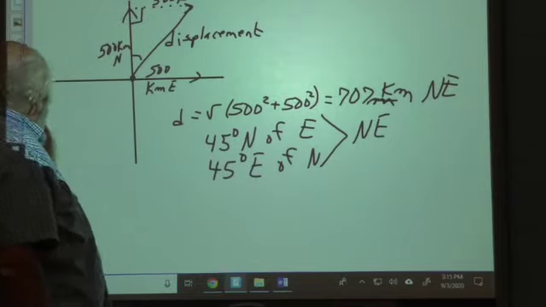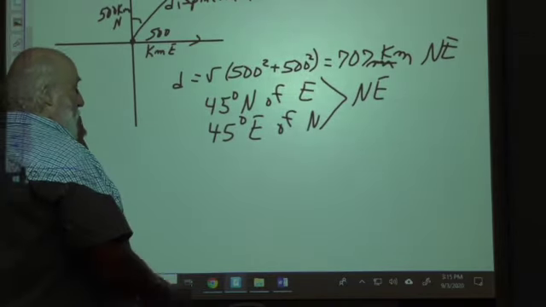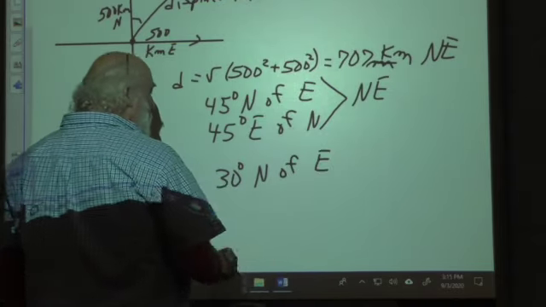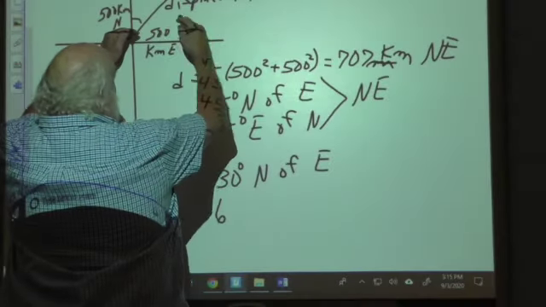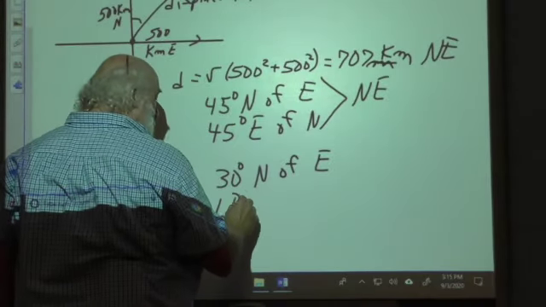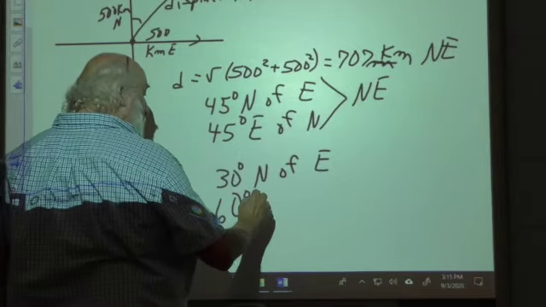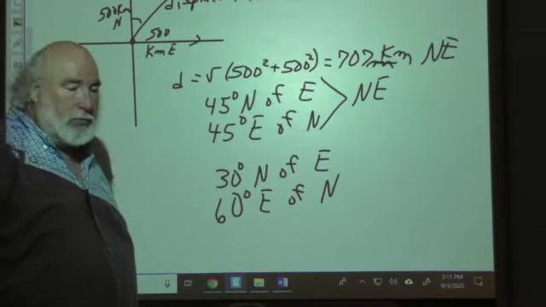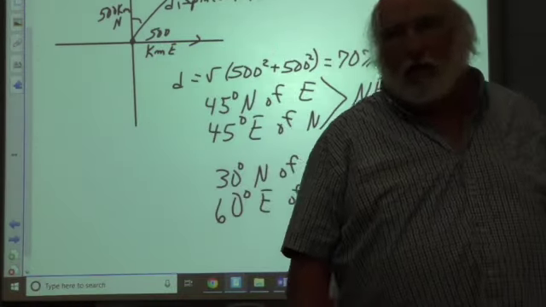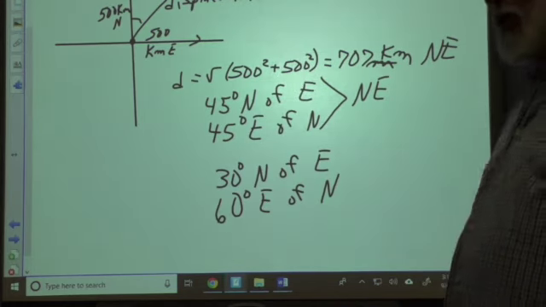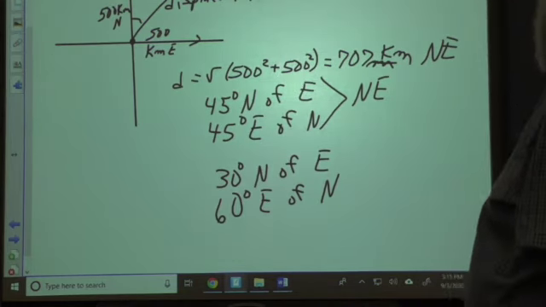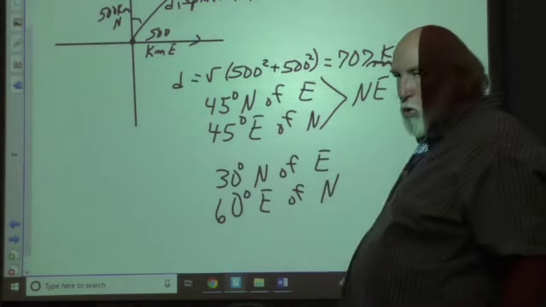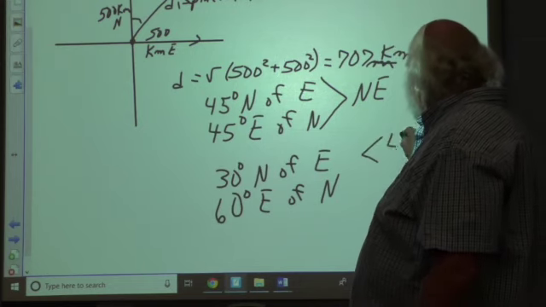Now let's suppose that the answer was 30 degrees north of east, which means it would be like right here. And let's say it could have been expressed as 60 degrees east of north. It could be represented either way. Well, this falls under the heading of eating peas with a knife. It can be done, but it shouldn't be. So what we do instead is we pick the vector quantity that is less than 45 degrees.